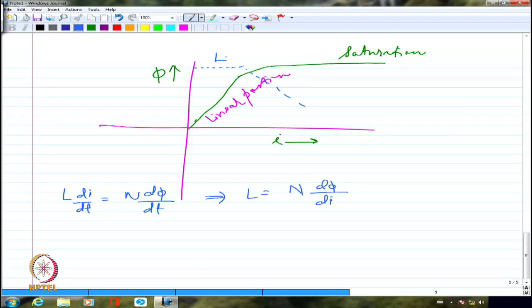Right? So if I say that phi and I are not directly related to each other in some portions of the magnetization characteristics, I should say correspondingly phi by I is roughly representing the inductance. Of course, I have removed the N, the number of turns.